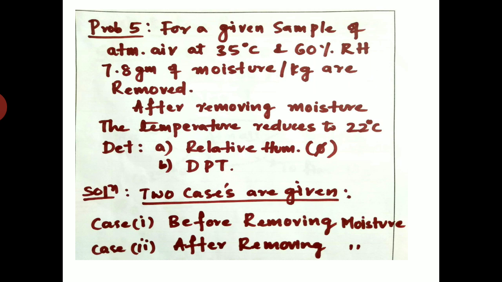First of all, we need to understand there are two things given here. One is before removing moisture, what are my conditions, and after removing the moisture, what are my conditions, which we need to find. So two cases. Before removing moisture, what exactly has he given? He has given dry bulb temperature 35, 60% RH. Then for this condition, we need to find the specific humidity.